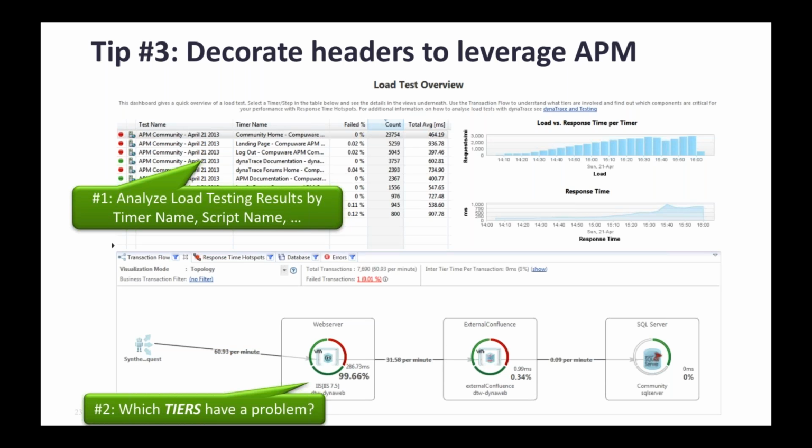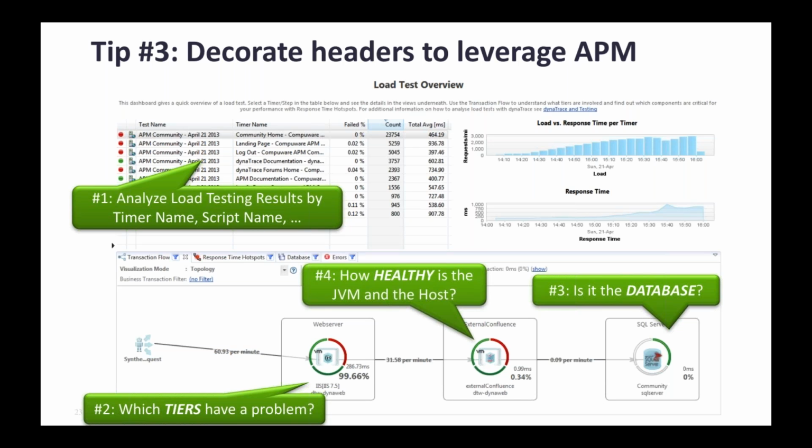Now, you could then ask yourself questions like, which of the tiers have an issue? We can see the traffic coming in. We can see how much of the traffic is going through the web server, how fast the requests are going downstream to other systems, and we can figure out where the strains are. You know, is it the database? Is the database the problem? Which you can see here, not. Or is it possibly the health of the JVM and the host that it's running on, right? So that's the sort of thing you can find out by decorating headers.